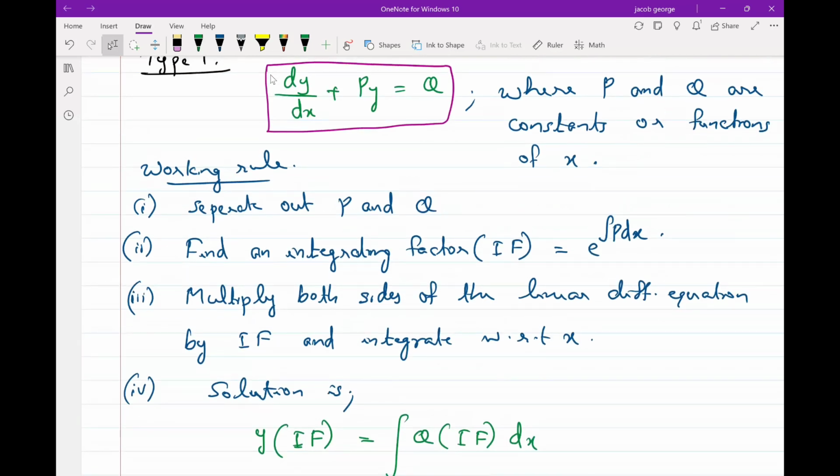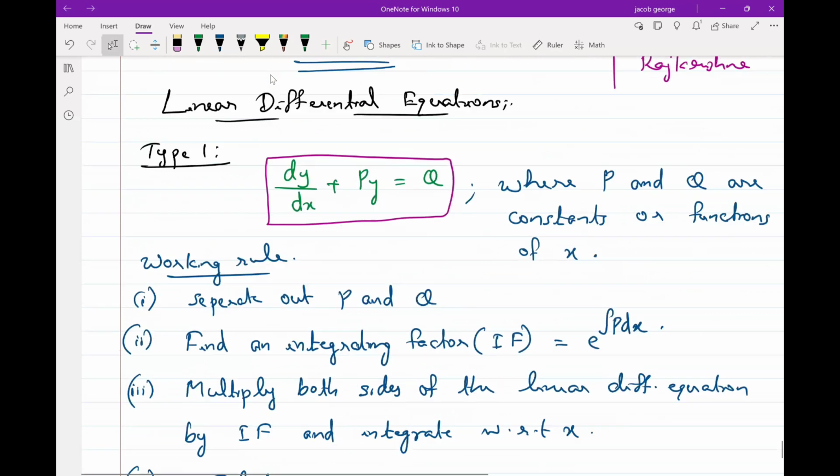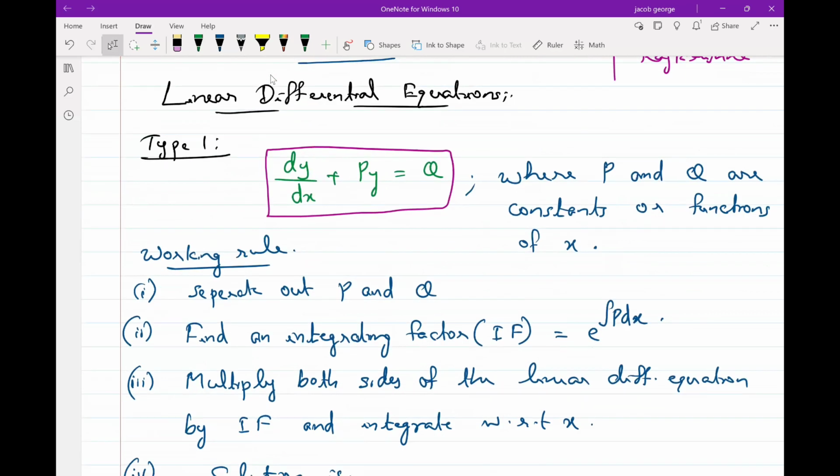On the left-hand side, no need to write the detailed steps of multiplication. As a result of multiplication and integration, we get this simplified form, y into integrating factor. But the right-hand side, we cannot write simply. We have to show that step. So please go through linear first type. Everybody understood? What is the general form? dy by dx plus py is equal to q, where p and q are constants or functions of x. The first step, we have to find p and q from the question.